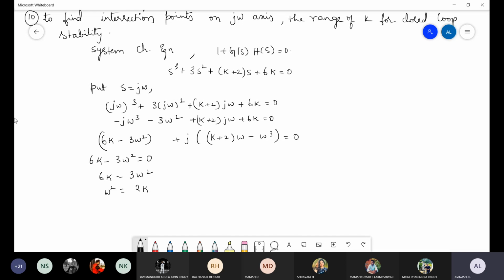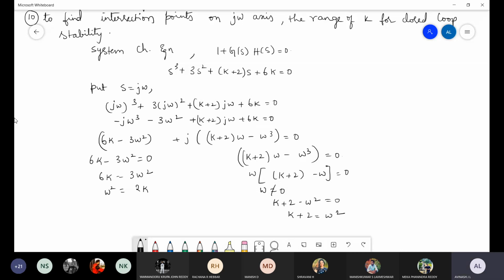Now the next equation, the other equation, is (k plus 2) into omega minus omega cube equal to 0. Take omega outside, so you will be left with k plus 2 minus omega square equal to 0. You know that frequency cannot be equal to 0. That is why k plus 2 minus omega square should be equal to 0. So k plus 2 should be equal to omega square.